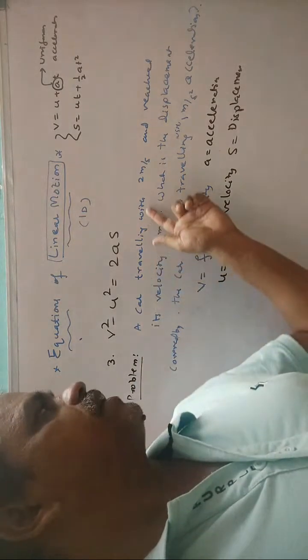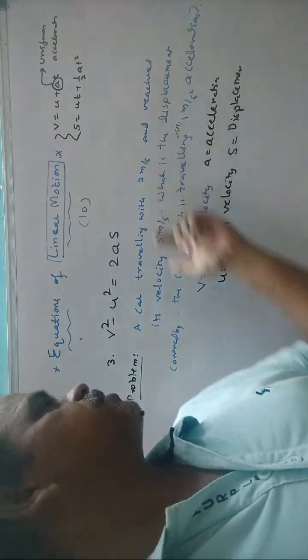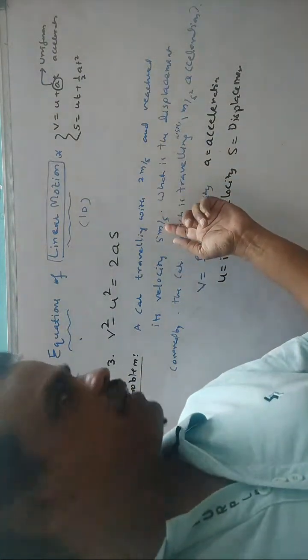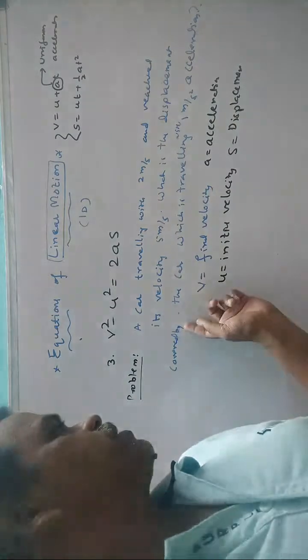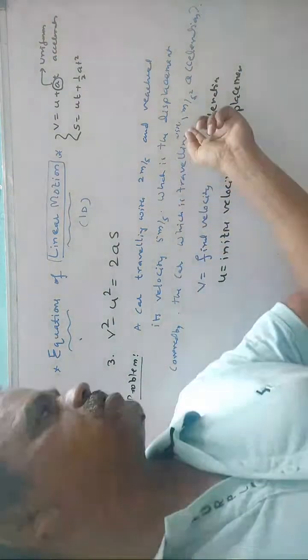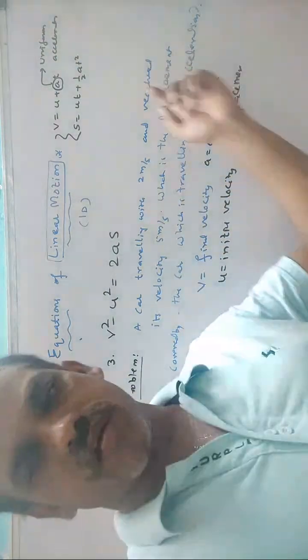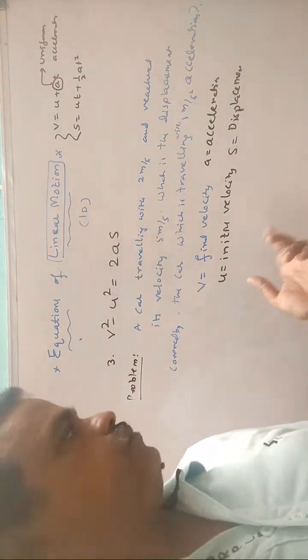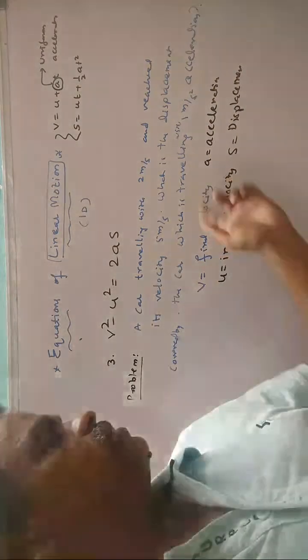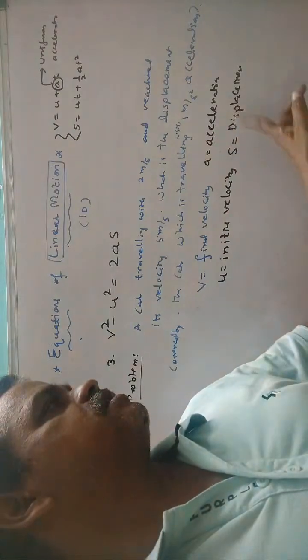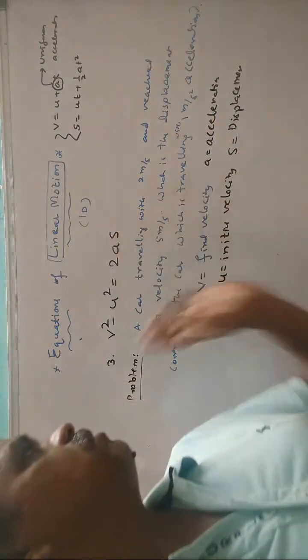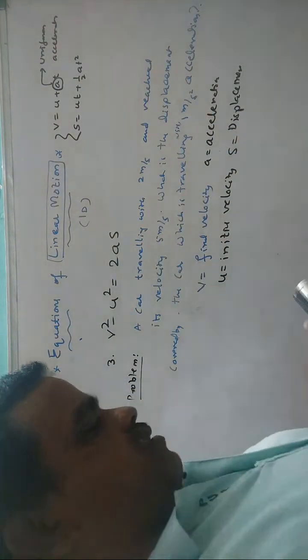See, I am explaining what the question is. A car traveling with 2 meters per second reaches its velocity of 5 meters per second. What is the displacement covered by the car which is traveling with 1 meter per second square acceleration? Here, v is final velocity, u is initial velocity, a is acceleration, s is displacement. These are the physical quantities in the equation.